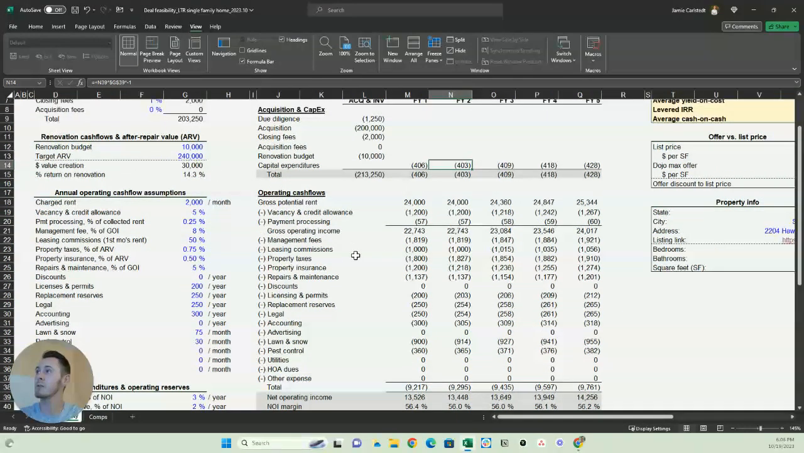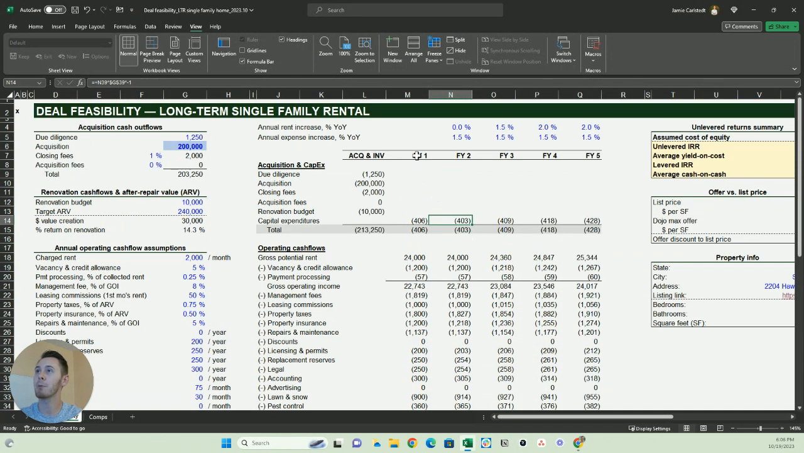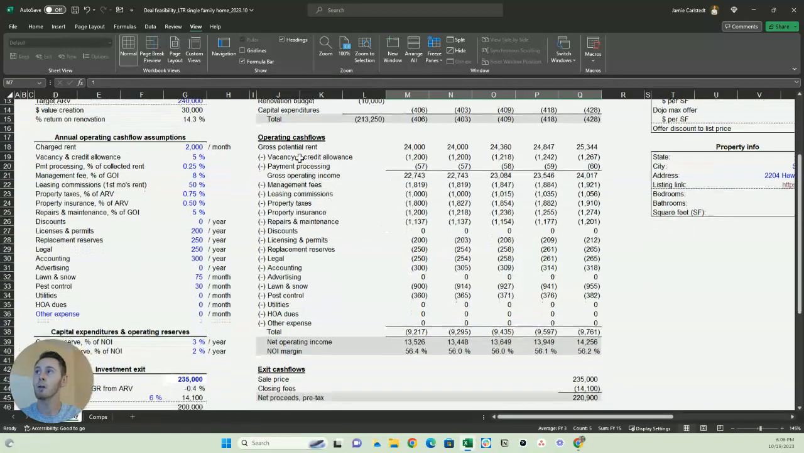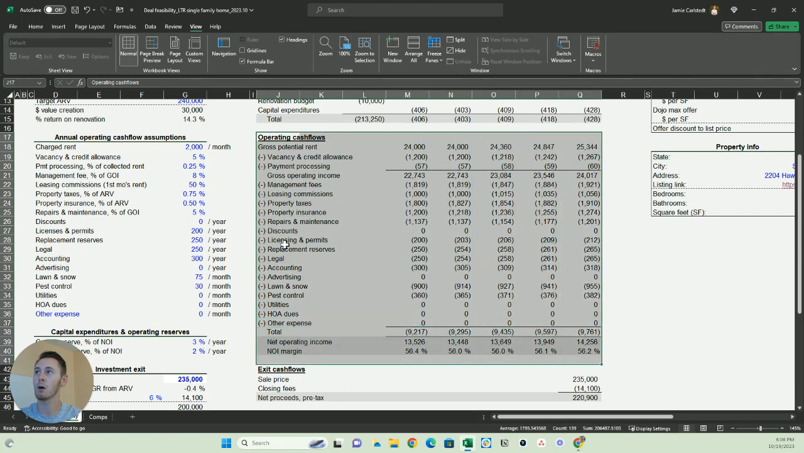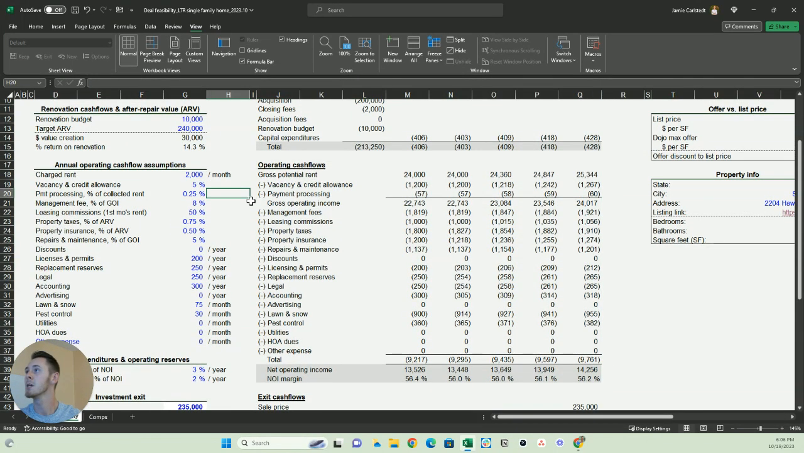So now we get into the operating expenses, or the operating period, which is fiscal year 1 through fiscal year 5. And what we're going to do is build out what that pro forma looks like for the P&L, for the income statement. So we have to start with assumptions for the P&L. So charged rent. How much do we believe rent will be for that property when it goes live?